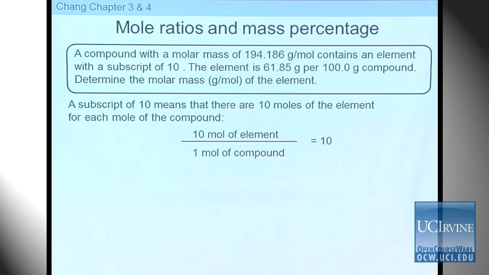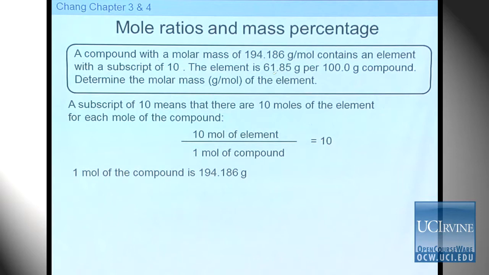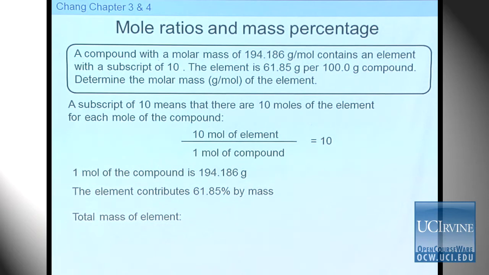1 mole of the compound is this much, that's given here. So if I have 1 mole of the compound, I have 194. How much of that is contributed by the element? Well, here, 61.85% of that mass is that element, right? So from this, I have a mass percentage. The mass percentage comes in handy now. This many percent of that is what that element contributes to 1 mole. There it is, the total amount of 1 mole of compound. That is the percentage of contribution of the element. That means the element contributes 120.1 grams per mole of the compound.